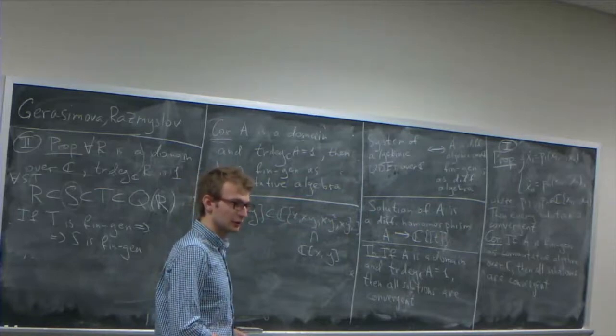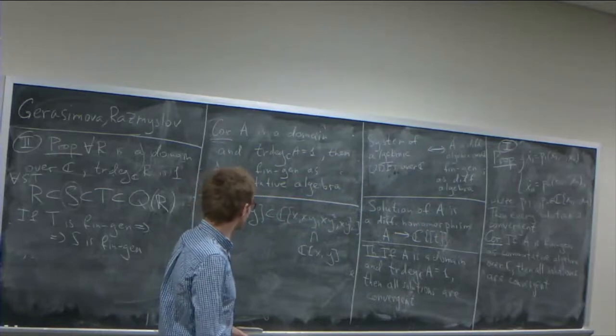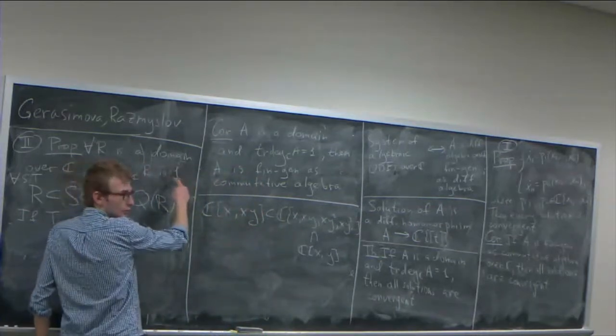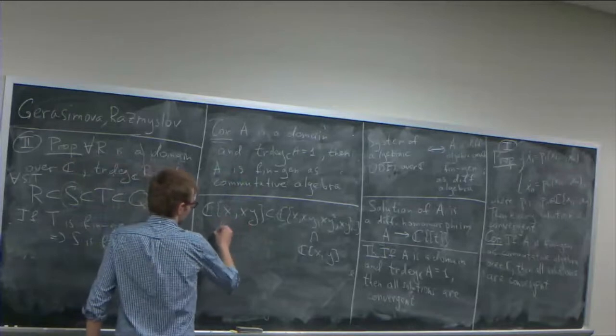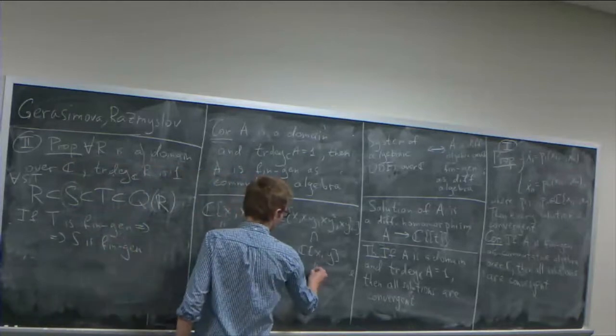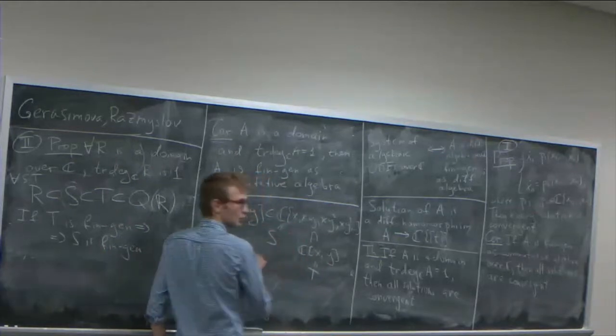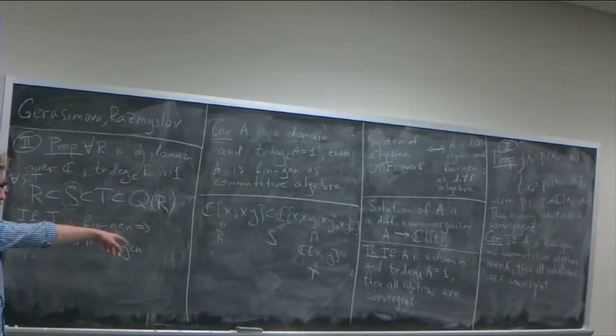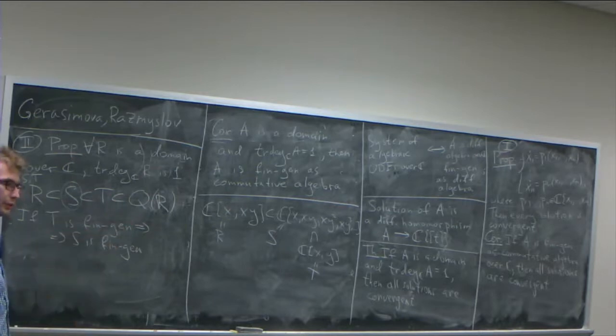How does this example contradict the proposition? If you replace this 1 by 2, then this will be r, this will be t, and this will be s. Oh, that's T. I see. And r and t are finitely generated, and s is not. Okay.